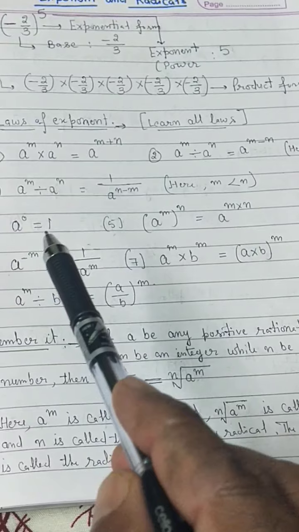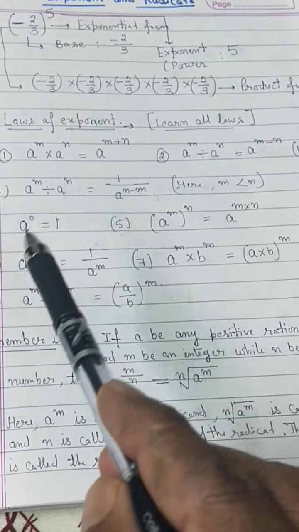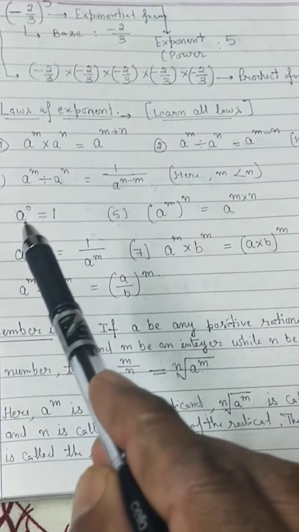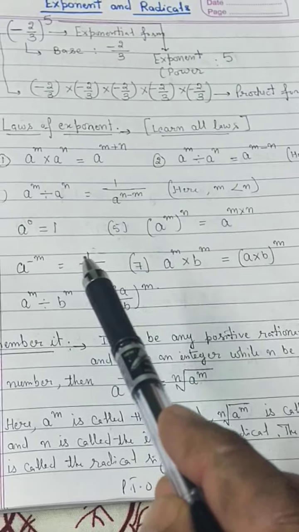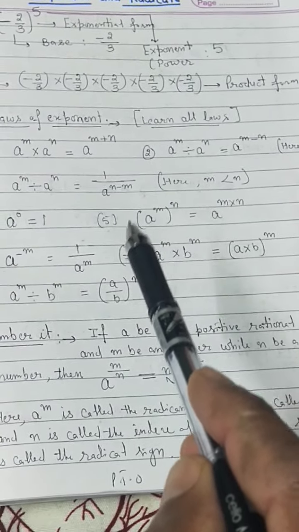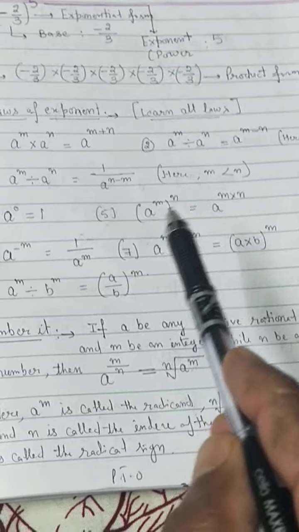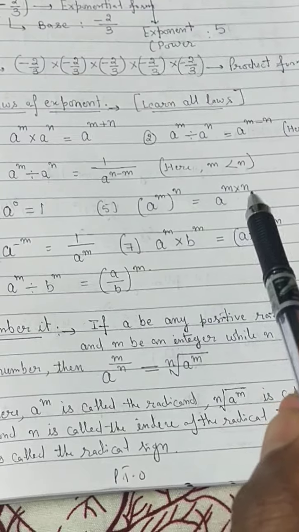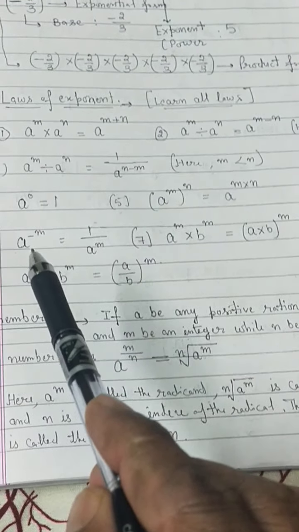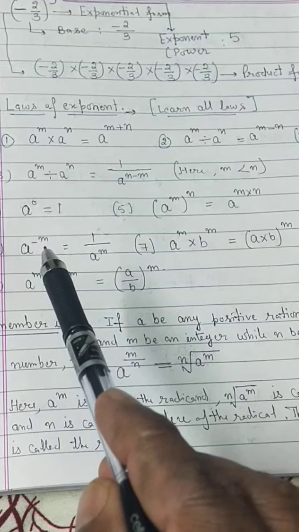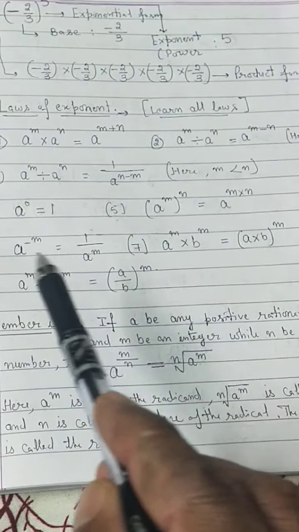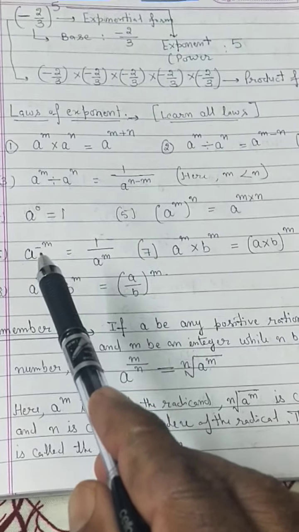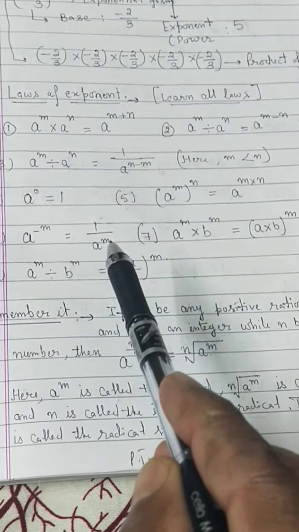Fourth, a raised to power 0 is equal to 1. Any non-zero rational number whose power is 0, its value is equal to 1, either it is a positive or negative rational number. Next, a raised to power m whole to the power n is equal to a raised to power m into n, as we find the product of these two powers. Now the sixth law is your negative exponent law. A raised to power minus m can be written as 1 upon a raised to power m. Your rational number becomes its reciprocal. This minus m is equal to positive m.